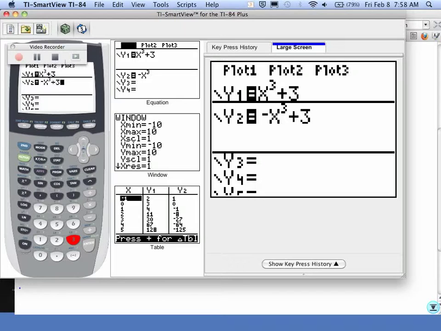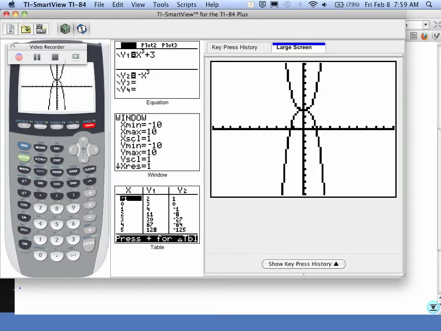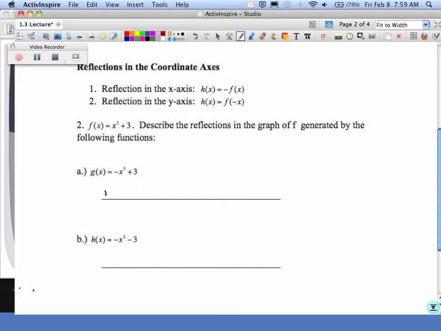So where did it reflect? Flipped over the y. So this is a reflection over the y-axis.